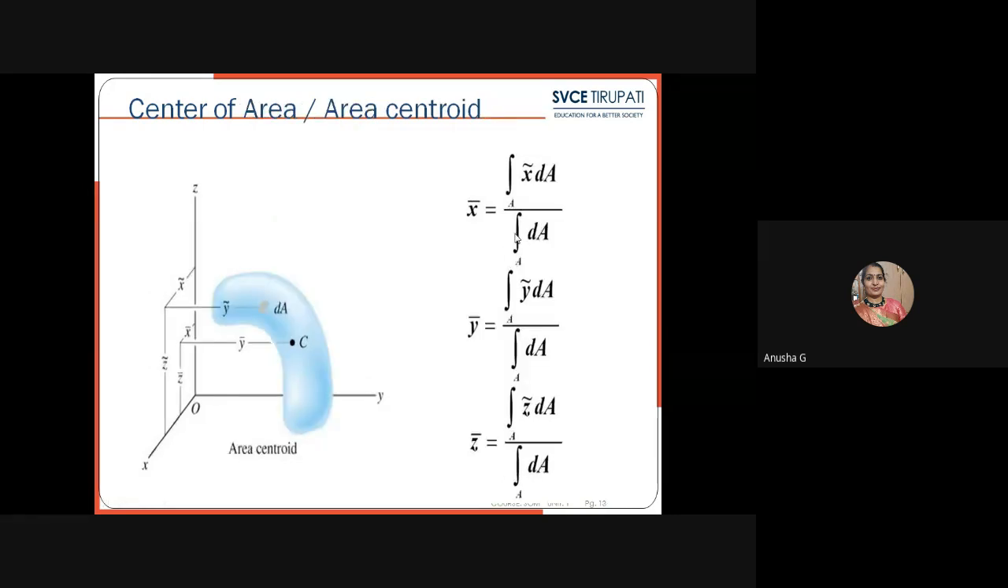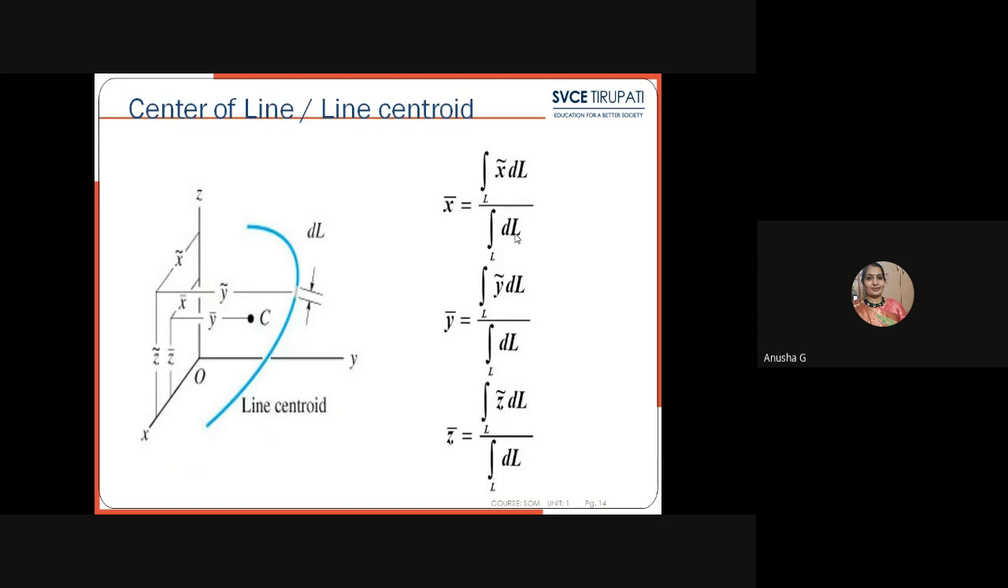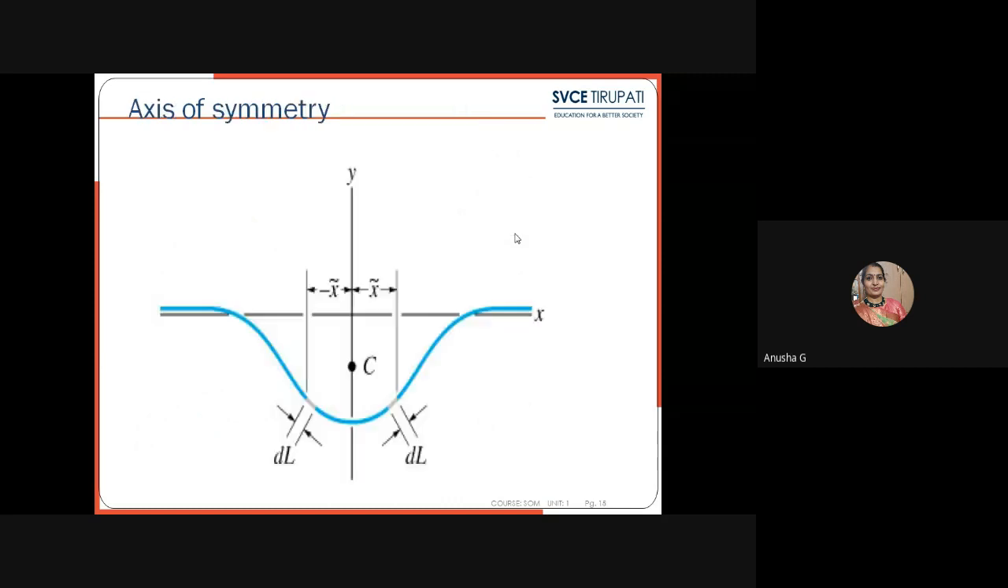If you consider with respect to area, then similarly you have to consider x bar equals the integration of x into dA by the integration of dA. If you consider the centroid of a line, it will be with respect to the distance. These are all the formulas that have to be remembered and then applied for your exam.